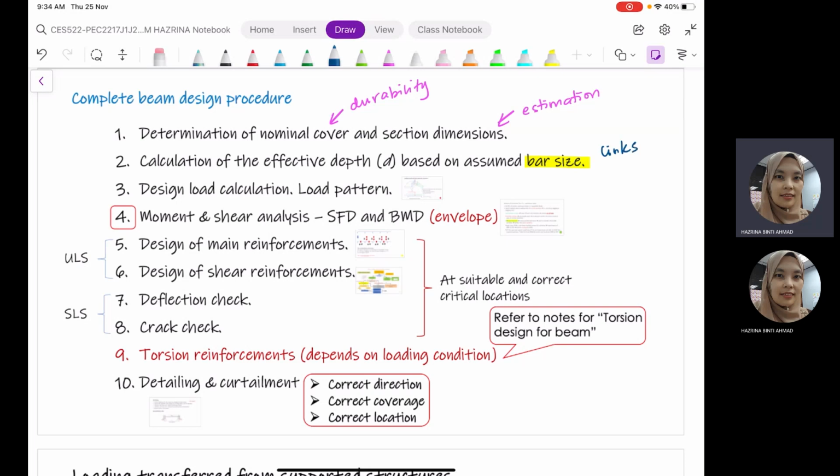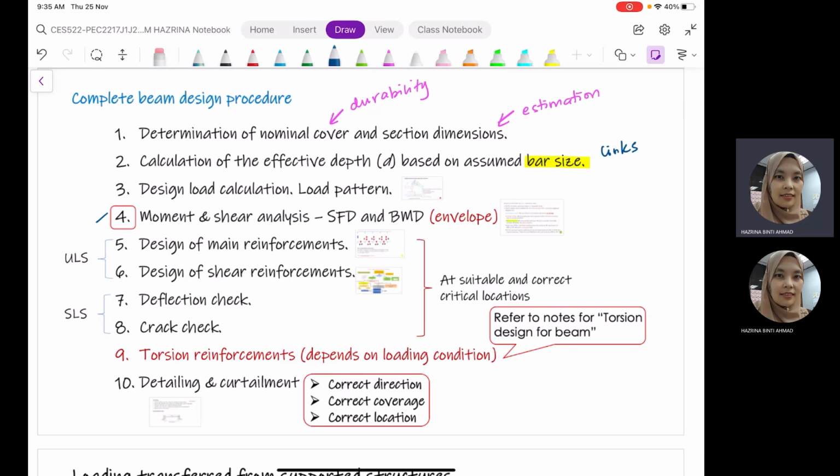The next one is the design load calculation, where you are going to look into the load pattern. For the beam, since it is a support element which usually supports slab, we are going to also learn how to transfer the loads from the slab to the beam. Then only we are going to calculate and also do the analysis. The analysis is where we are going to draw the shear force and also bending moment diagram.